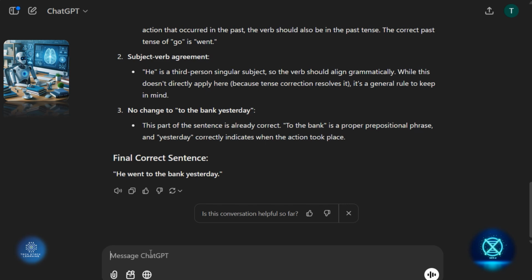Next we can see, if you want a recipe explanation, how do you bake a cake?